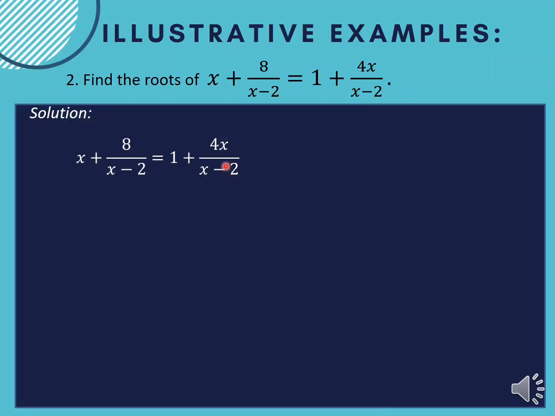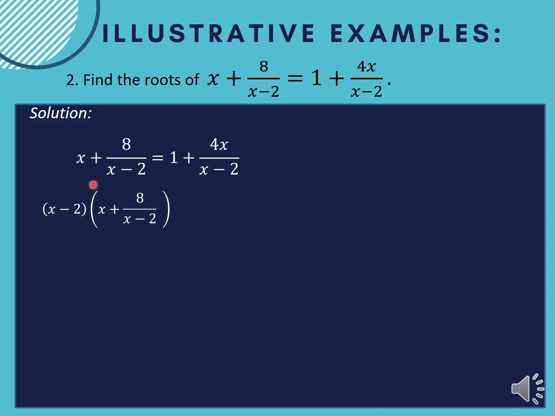For our solution, we just need to copy first the given. Okay, so this is our given. And then, let us find the LCD. What is the LCD? Since the denominators are the same, x - 2 here and x - 2 here, the LCD is x - 2. So, just like what we did in our previous example, we need to multiply both sides by the LCD, which is x - 2.